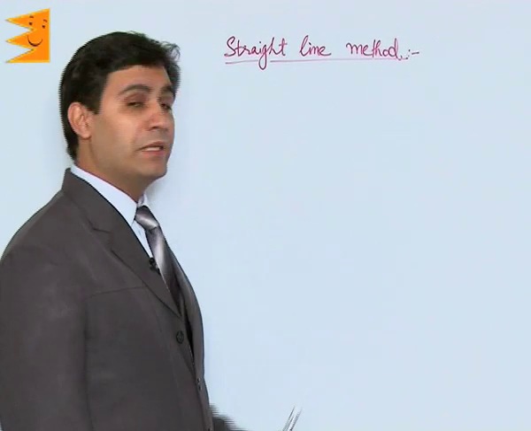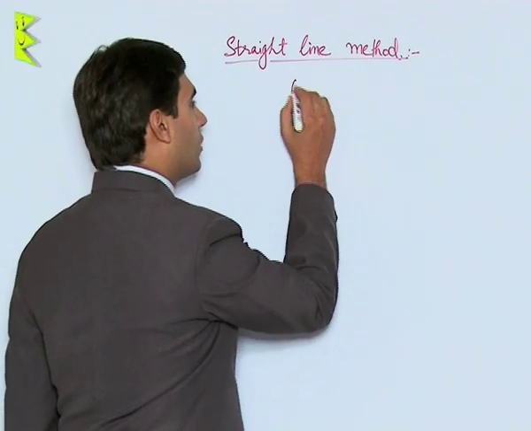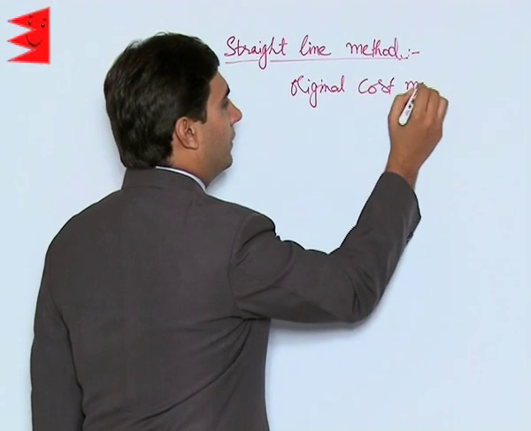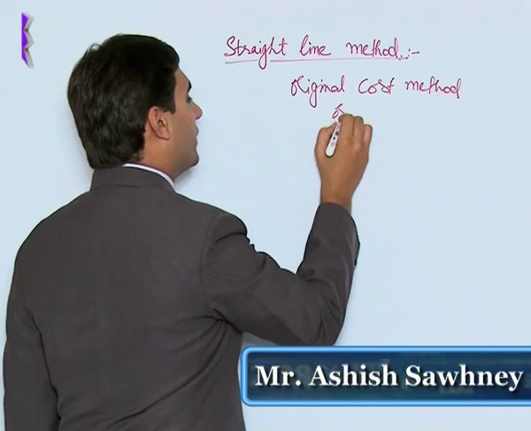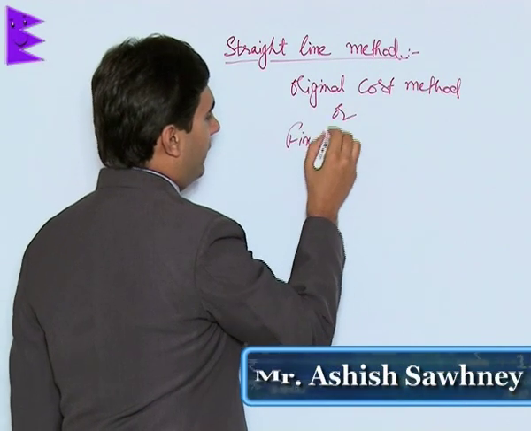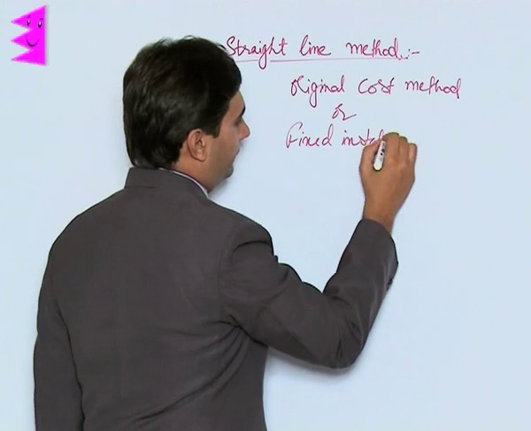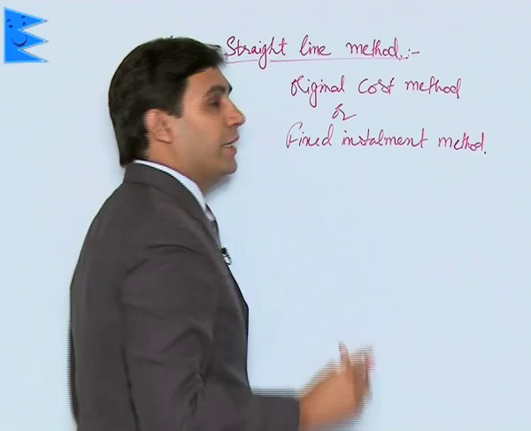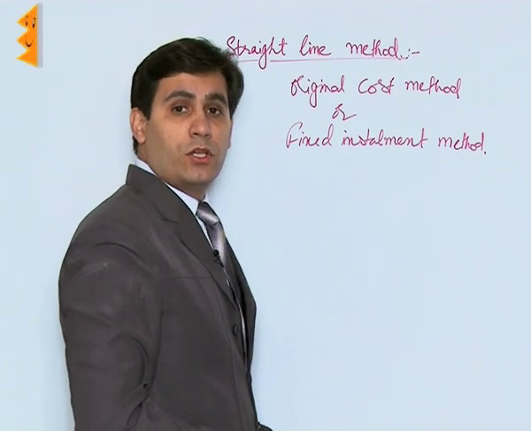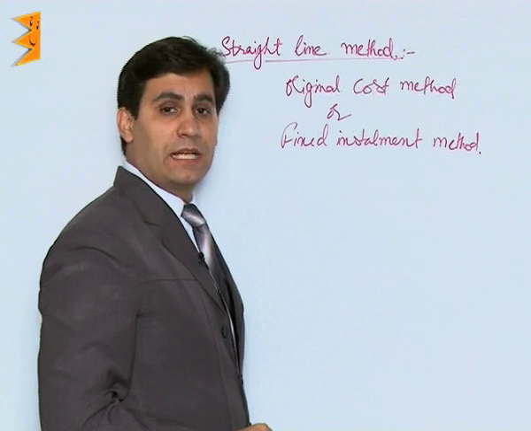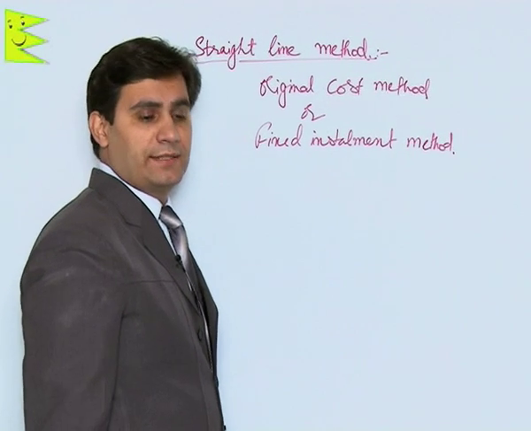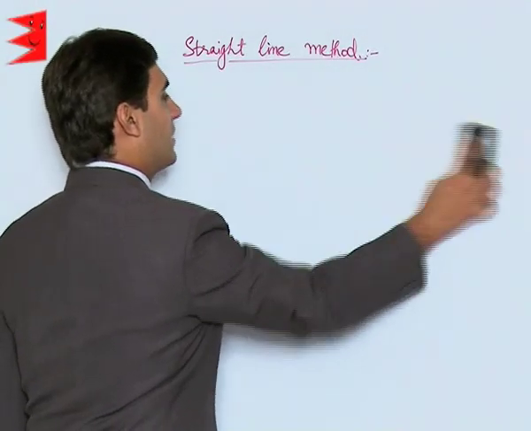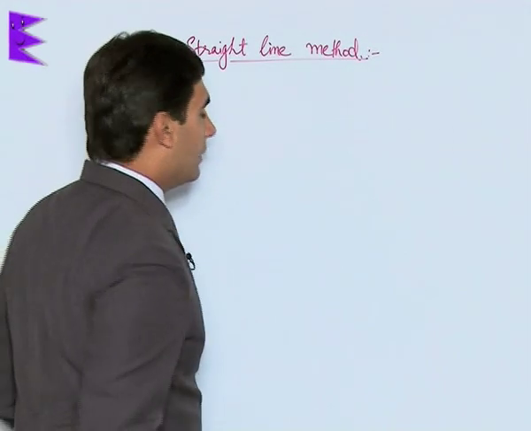Students, we know that the straight line method is also referred to as the original cost method, or it is also referred to as the fixed installment method. In this case, depreciation is always charged on the cost of the asset, that is the original purchase price of the asset.